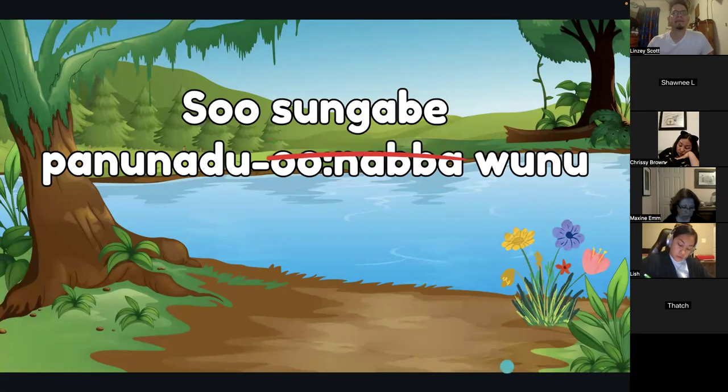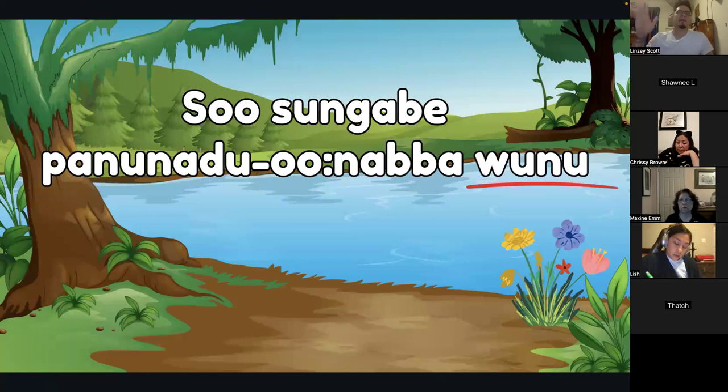And this last final word we've already learned previously in other classes: wun means to stand. So altogether, susungavi panuna de unaba wun. This is referring to that tree on the other side of the lake. So it says the tree is standing on the other side of the lake. Literally, that's what it means.